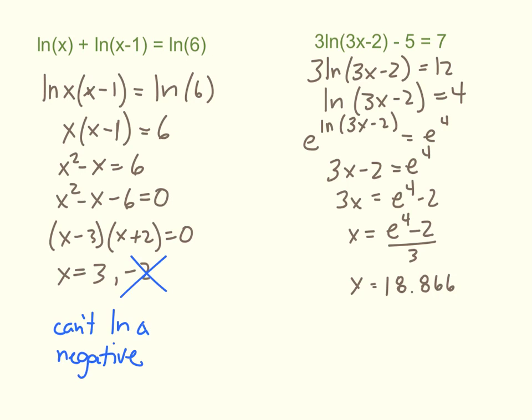Now, I have the same base, the base e. A log base e is a natural log, so I simply solve the thing that I'm taking the natural log of. So x times x minus 1 equals 6. Distribute the x, so I get x squared minus x equals 6. Subtract 6 from both sides. X squared minus x minus 6 factors to be x minus 3 times x plus 2. So x would either equal 3 or negative 2.